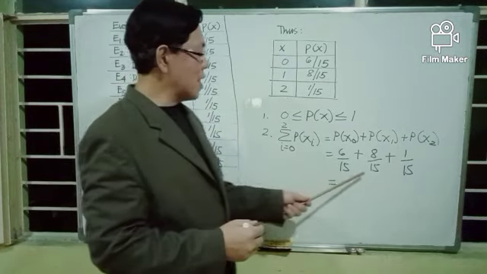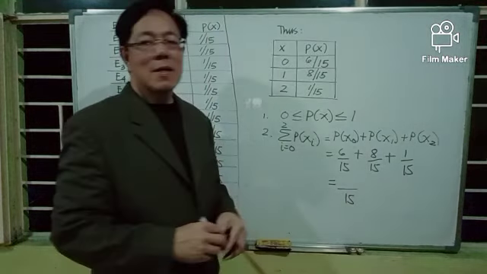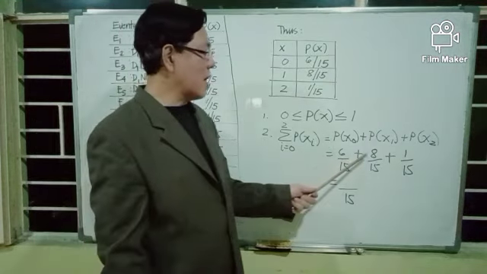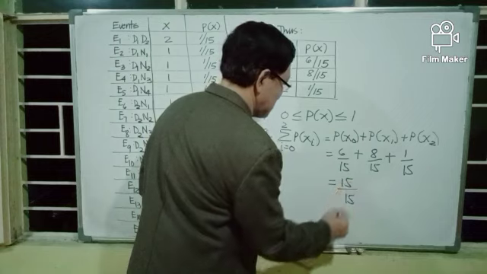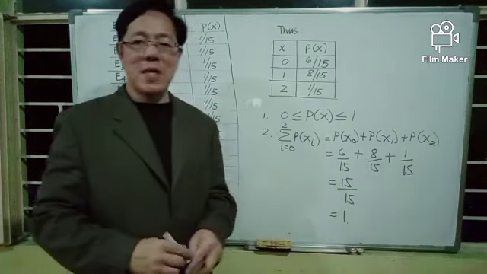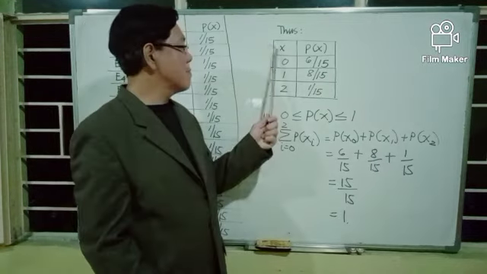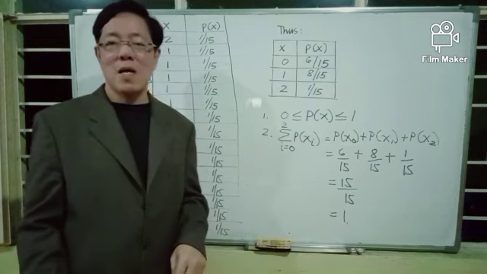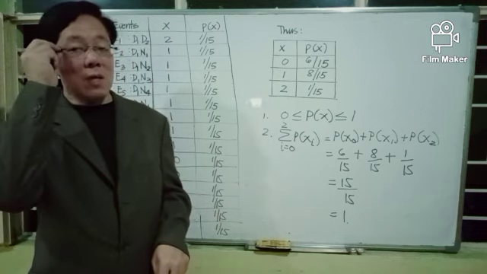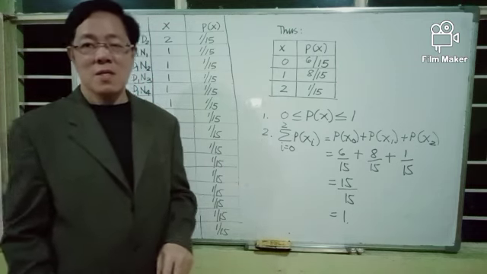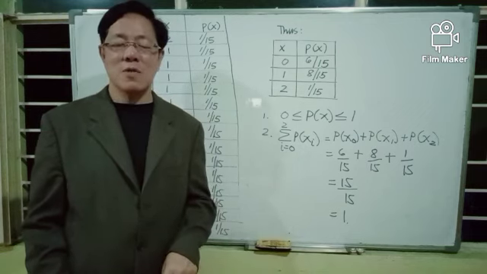And the common denominator is 15. We simply add the numerators. 6 plus 8 is 14, plus 1 is 15. And 15 over 15 is 1. Therefore, our probability distribution for the discrete random variable x representing the number of defective appliances among 2 appliances purchased at random by the customer among 6 small appliances, 2 of which are defective, is correct.